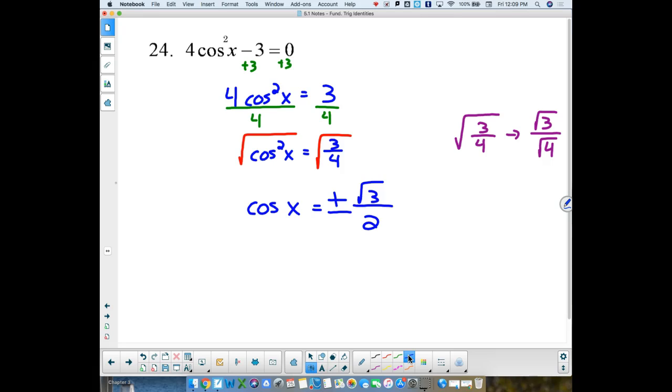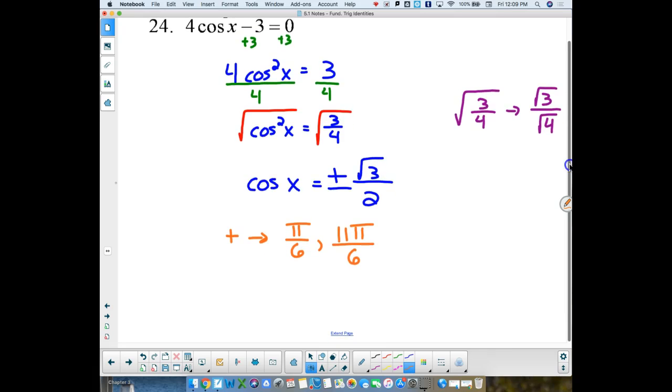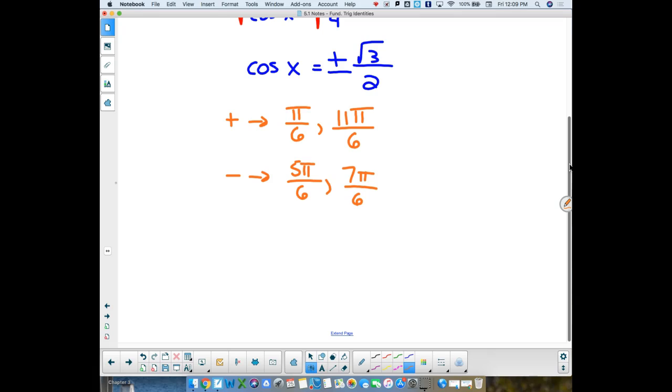Which makes, and now here's why it's extremely important. If we just said that this was positive square root 3 over 2, the cosine, so that would put me at pi over 6 and 11 pi over 6. If I just go with the positive square root 3 over 2. The negative square root 3 over 2 then is going to bring in 5 pi over 6 and 7 pi over 6. So if I just go with the positive one, I only have half of my answers. Okay? All 4 of them will make that equation work. Okay? So all 4 are my answers.